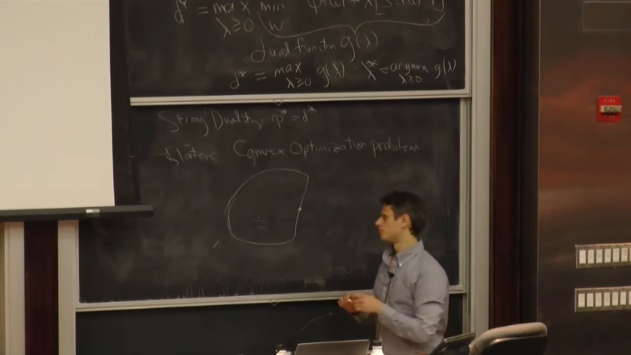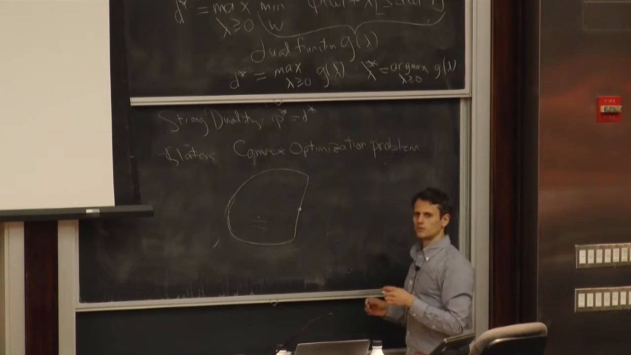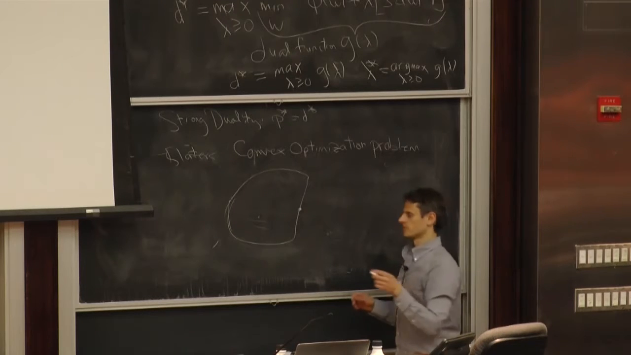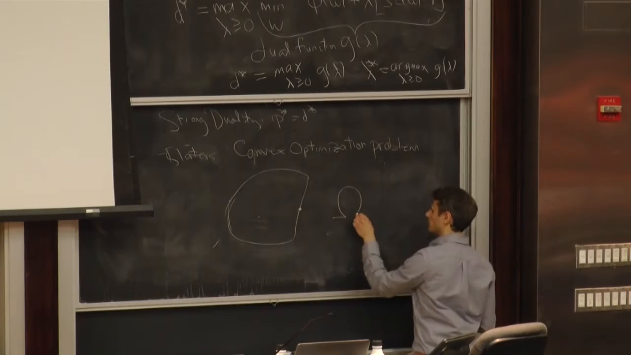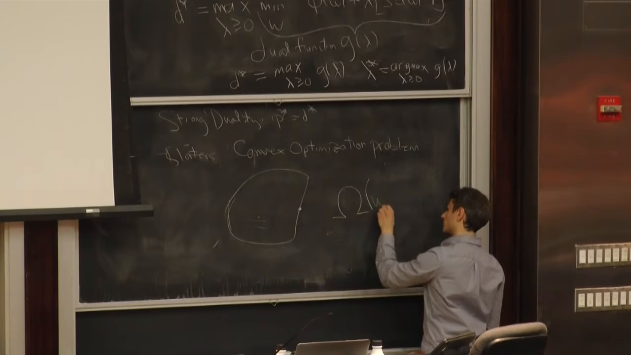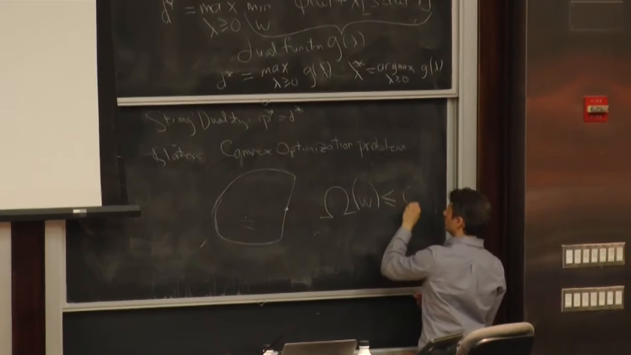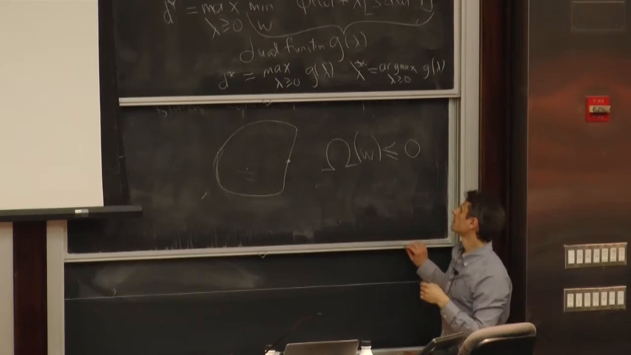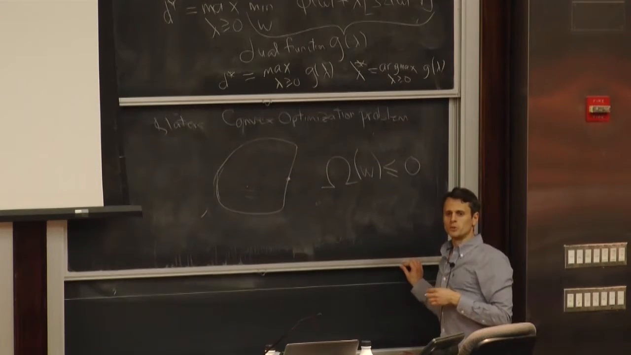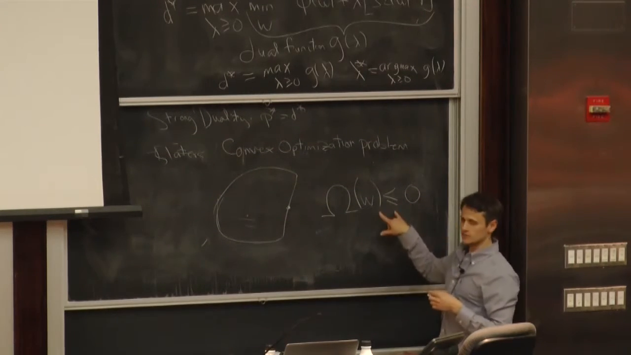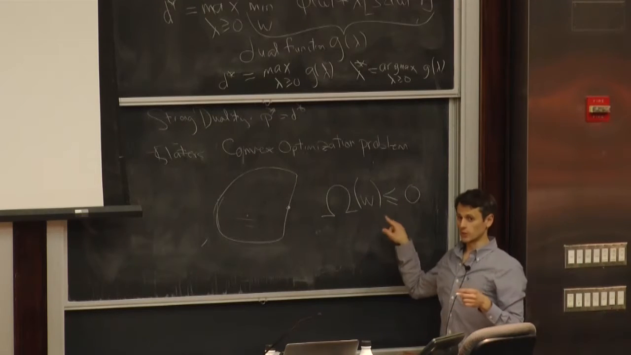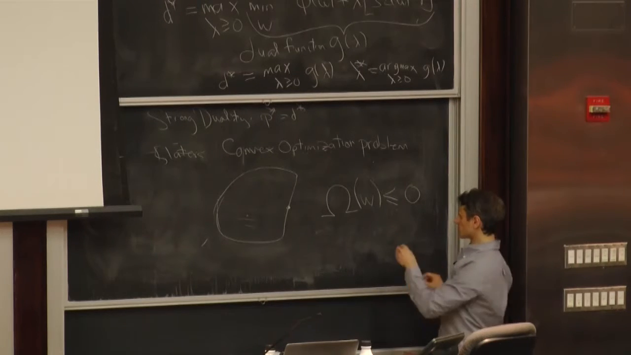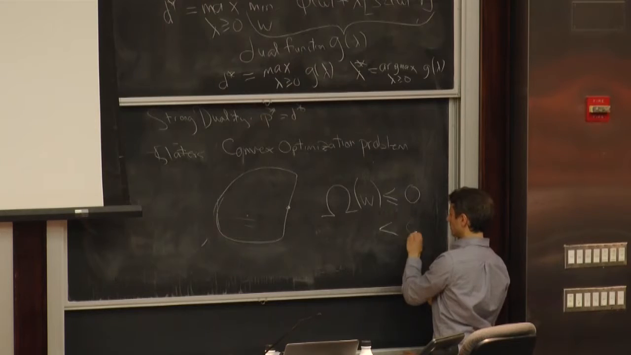Strictly, okay, so what is that? I will give you two explanations. The first is algebraic. So this is a constraint for the optimization problem, right? W is feasible if it satisfies this constraint. It's strictly feasible if it satisfies the constraint with a less than and not an equality.